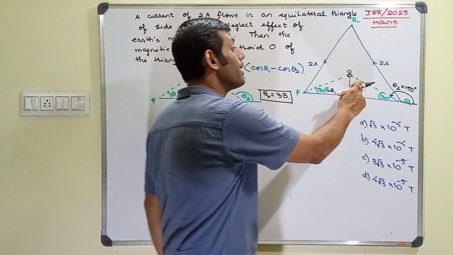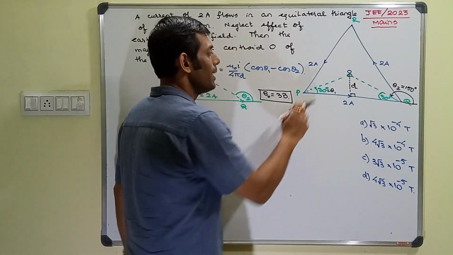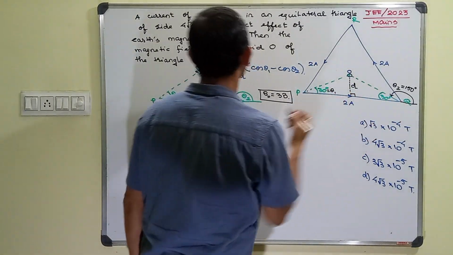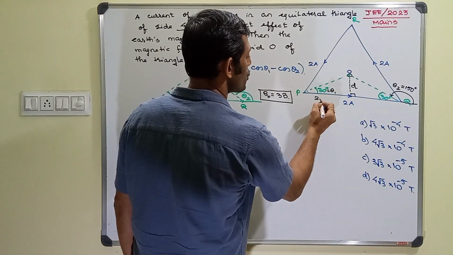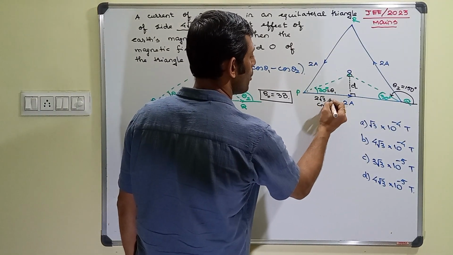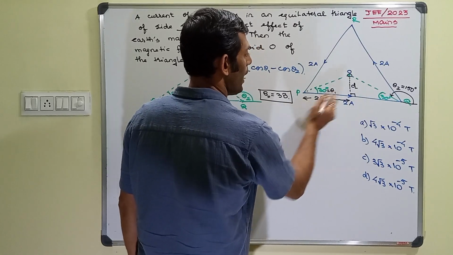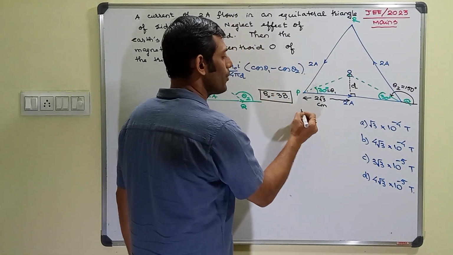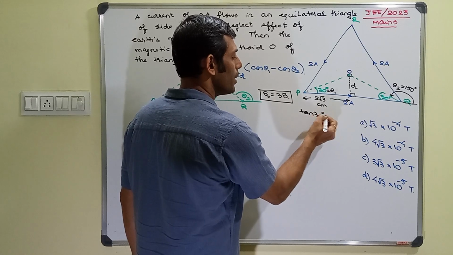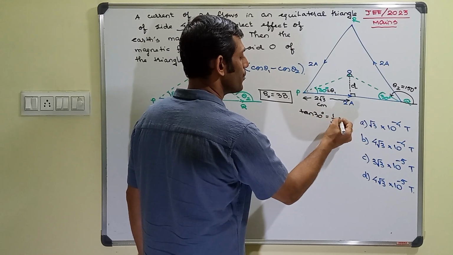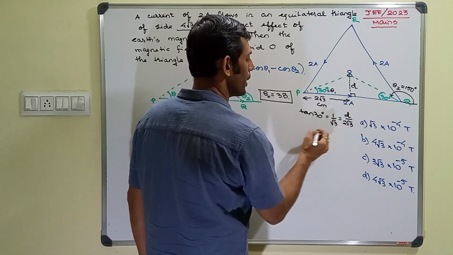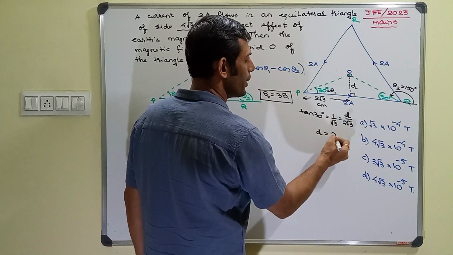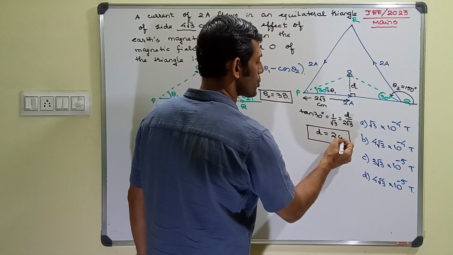Now, how much is D here? This is very simple again. Let's use the side length. 4 root 3 centimeters is given. That means this much is 2 root 3 centimeters. And this is D. So, if I use tan of 30° as 1 by root 3, that is equal to opposite D by 2 root 3. So, D is equal to simply 2 centimeters.